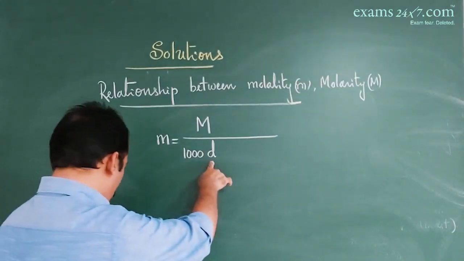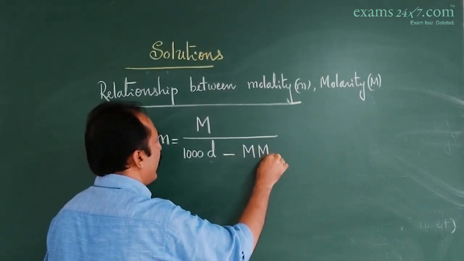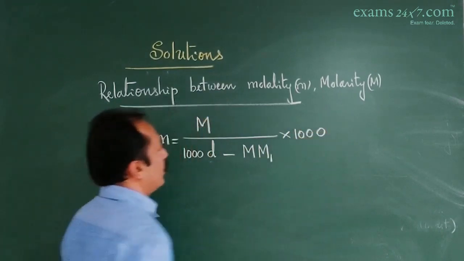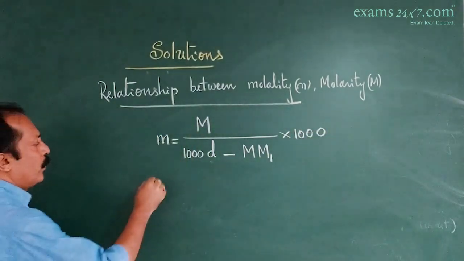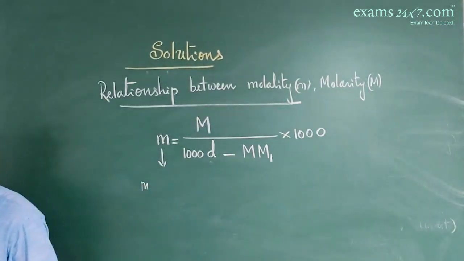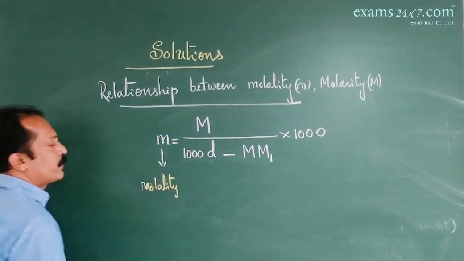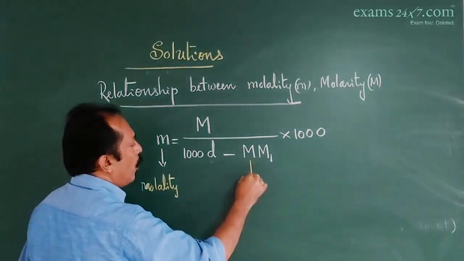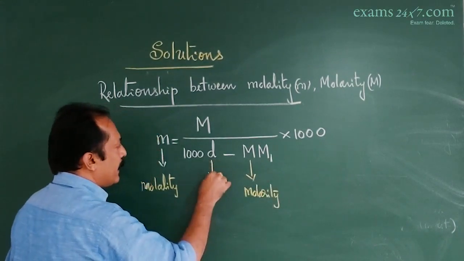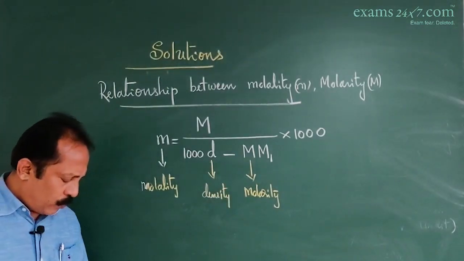minus M into M1, divided by 1000. Here D is the density of the solution, small m refers to the molality of the solution, capital M refers to molarity, and D refers to density.